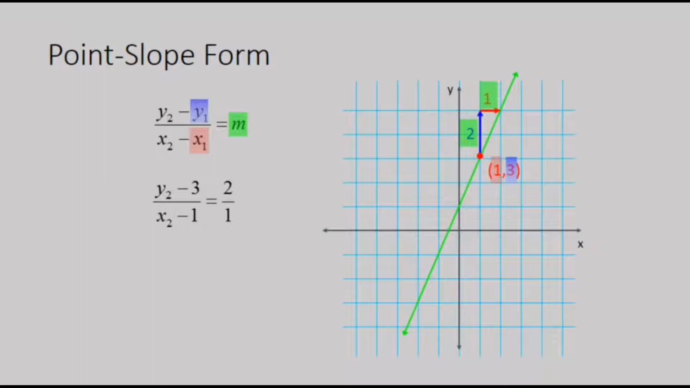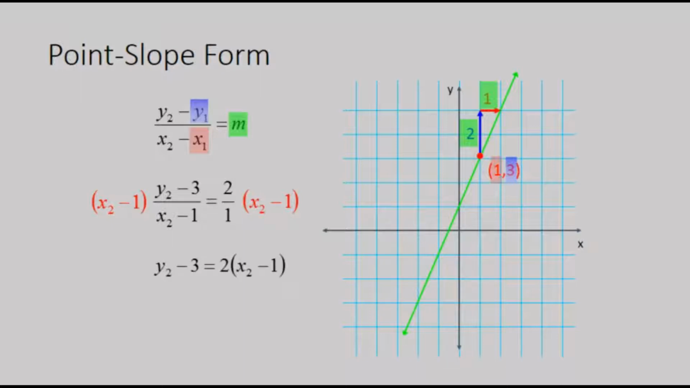Simplifying this equation, we can multiply both sides by the least common denominator, which is here x sub 2 minus 1. To simplify this multiplication, we have common factors in the numerator and the denominator on the left, leaving y sub 2 minus 3, and on the right, the denominator of 1 is not going to affect anything, leaving us with 2 times that quantity.